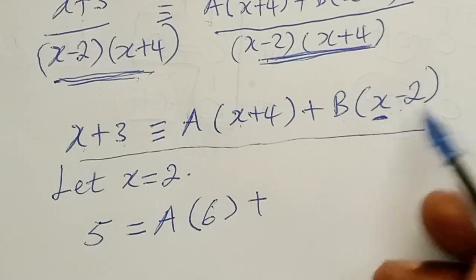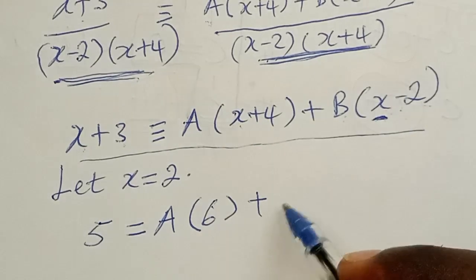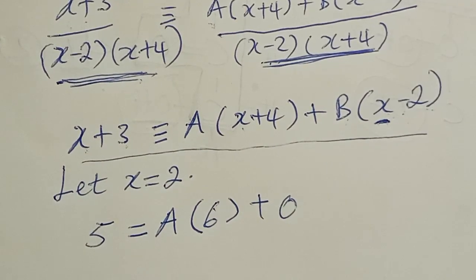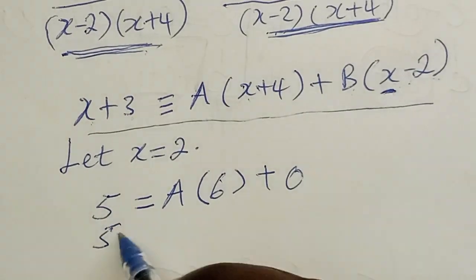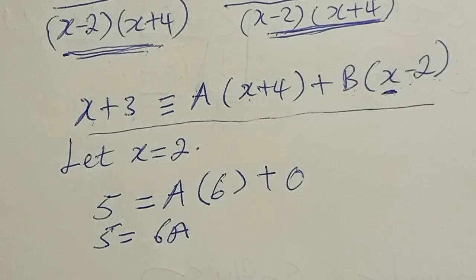plus 2 minus 2 is 0. 0 times b is 0. So we have 5 is equal to 6a. So 6 times a is going to give us 6a. So we have 5 is equal to 6a. And to get the value of a, we need to divide both sides by 6.